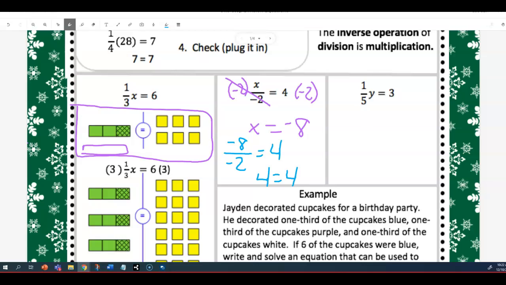Why does my class keep looking at mine? So does it have to be negative?